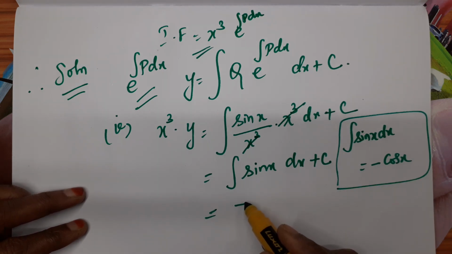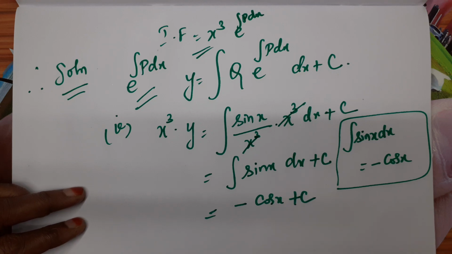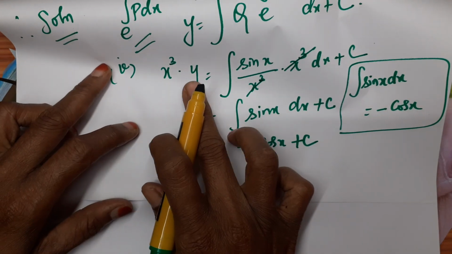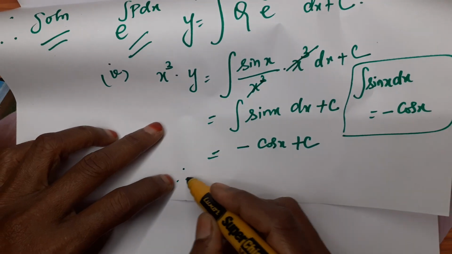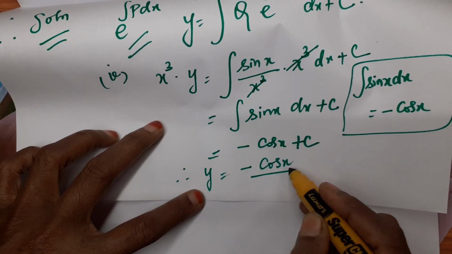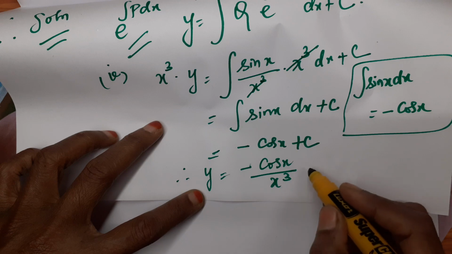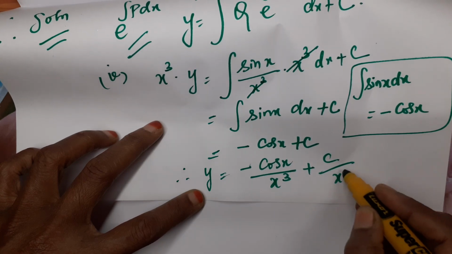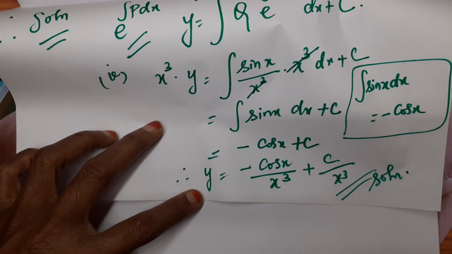So this is equal to minus cos x plus the constant of integration c. That is, on this side we have x cubed, no? Bring that down to the right side. Therefore, y is equal to minus cos x by x cubed, taking x cubed to the other side, it will come in the denominator, plus c by x cubed. This is my solution. Is it clear?